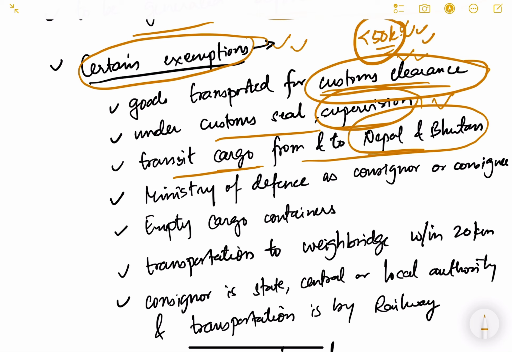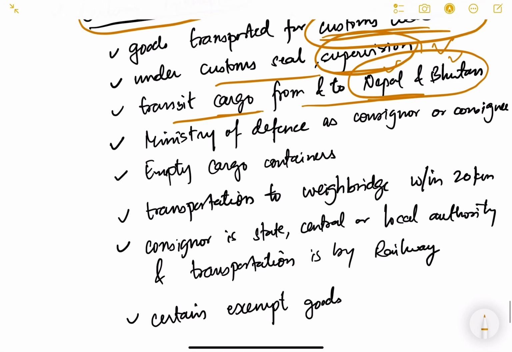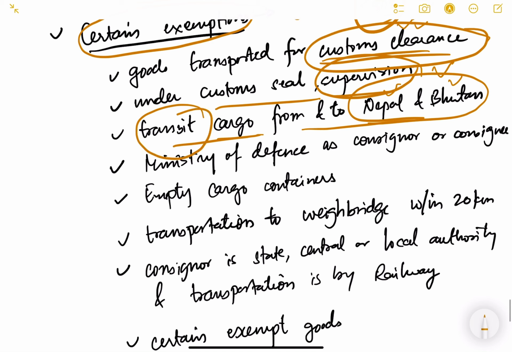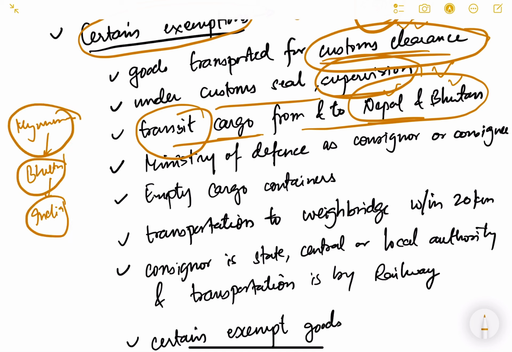And then transit cargo from and to Nepal and Bhutan. If there is transit cargo coming from Nepal or going to Nepal or Bhutan, then in that case also an EWay bill is not necessary. Transit cargo means goods that are just transiting through Nepal or Bhutan, not originating there. For example, if they are coming by road from Myanmar, first entering Bhutan and then from Bhutan entering India. I'm just giving you an example. This is known as transit cargo.